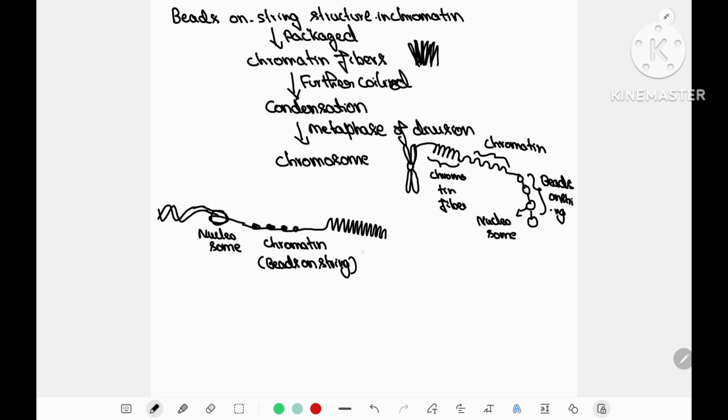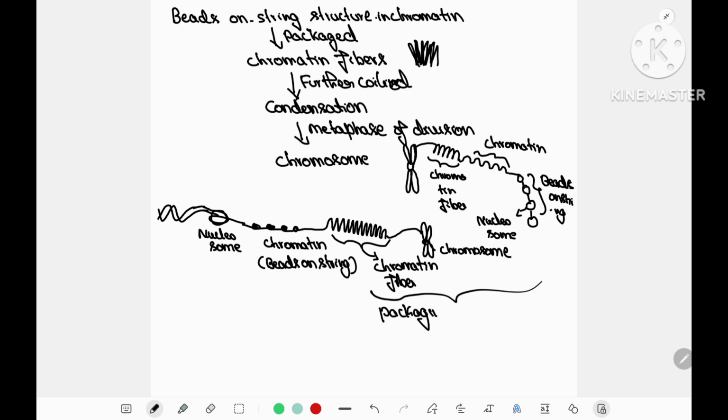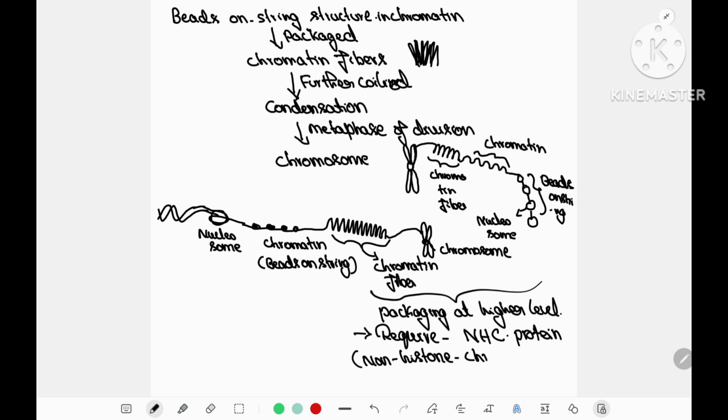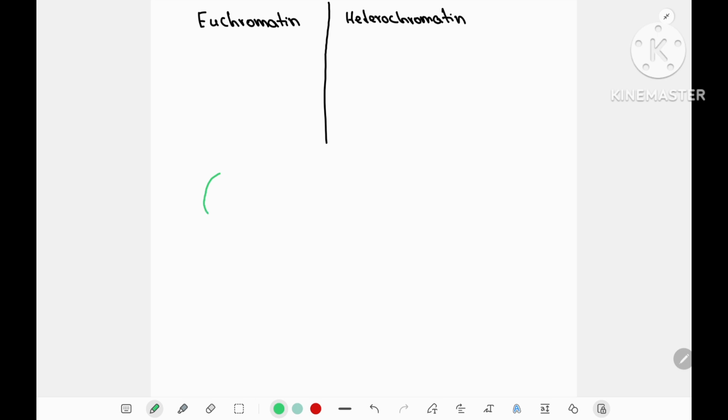And this beads on string structure will undergo further condensation to form chromatin fibers, and these chromatin fibers will further get associated with non-histone chromosomal proteins, which results in the formation of a structure called the chromosome. This is packaging at a higher level. The lower level is the nucleosome and the higher level is the chromosome. To form a chromosome, specialized proteins apart from histones are required. They are called non-histone chromosomal proteins. You have to remember the short form and full form: NHC refers to non-histone chromosomal proteins.